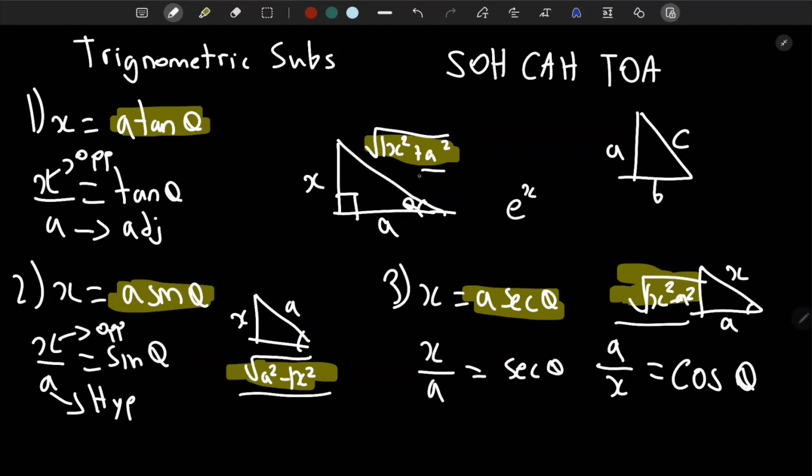It always has to be in the form of radical x squared plus a squared, where a is an integer and x here, or whatever this part here, is a linear function. So let's move on to our next example.